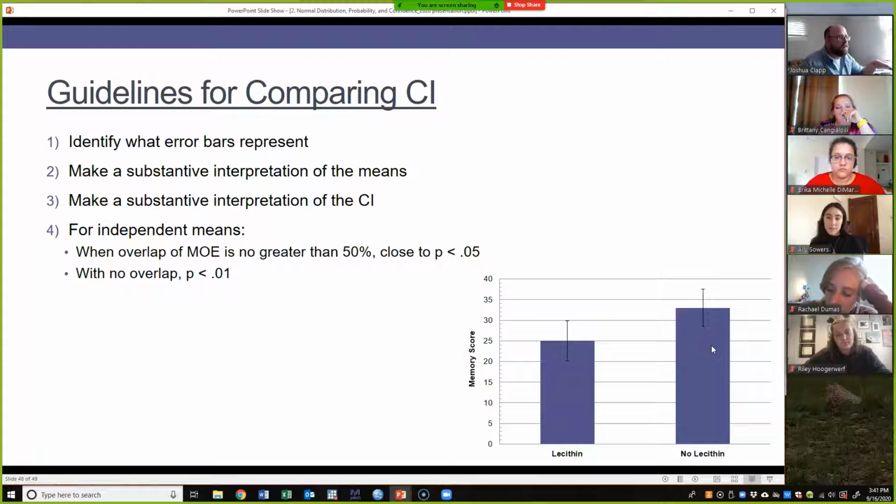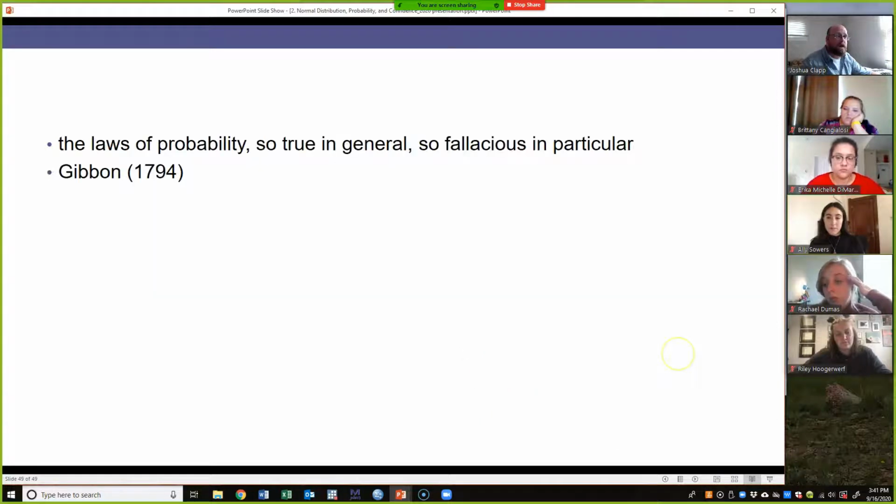This is super helpful because oftentimes you'll be reading papers and people won't provide the tests that you want, but if they provide means and confidence intervals and things like that, you can start to glean information there. Okay. All right. Questions on any of that?